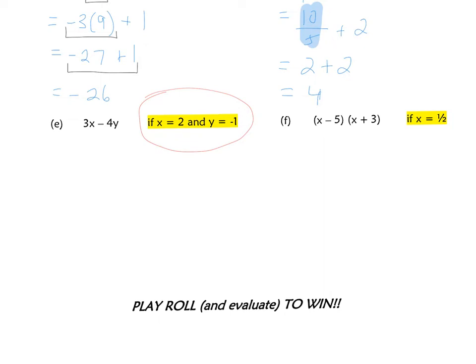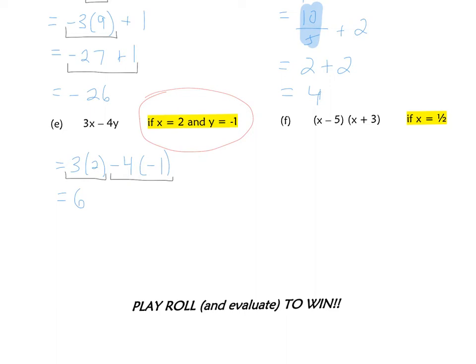So we have 3, and I know x equals 2, so we have 3 and x beside each other. So this means 3 times 2 minus 4 times y, because 4 and y are beside each other, so that becomes 4 times -1 there. Okay, so we have multiplication and subtraction going on there. Multiplication happens first. So we have 3 times 2, which gives me 6.